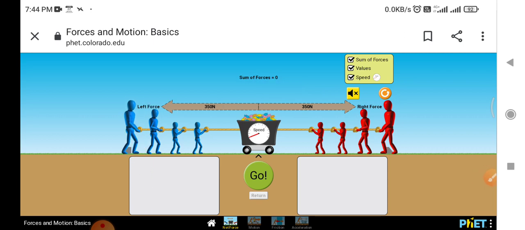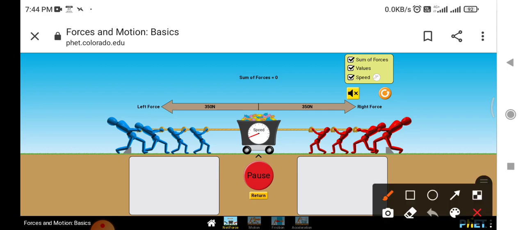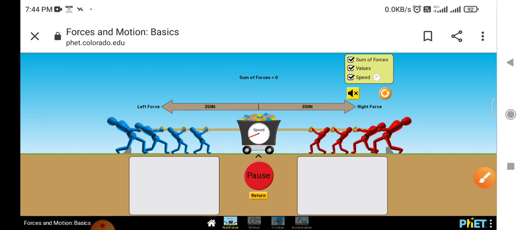Now I add one more person here. Now check it. Both sides are the same magnitude, 350 Newton, 350 Newton. So the sum of the forces is 0, so there is no movement. During a balanced force, there is no movement in the object. When we apply an unbalanced force, the object will move toward the side with the greater magnitude. Do you understand the concept of balanced and unbalanced force?